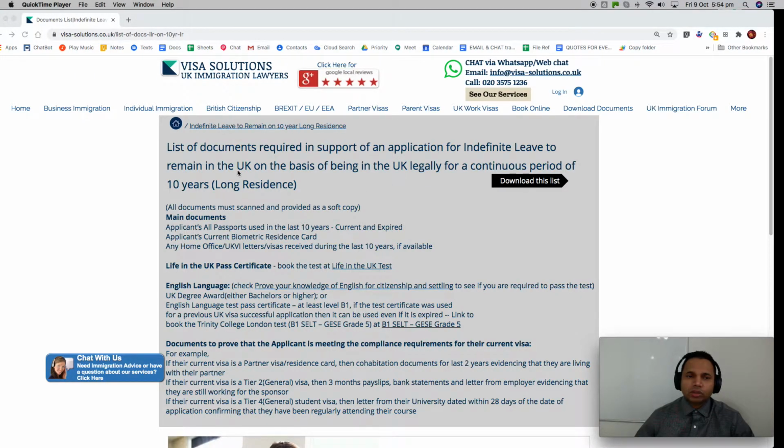Today I'm going to talk about the list of documents required in support of an application for indefinite leave to remain in the UK on the basis of being in the UK legally for a continuous period of 10 years. It's also called a long residence application, 10-year long residence.